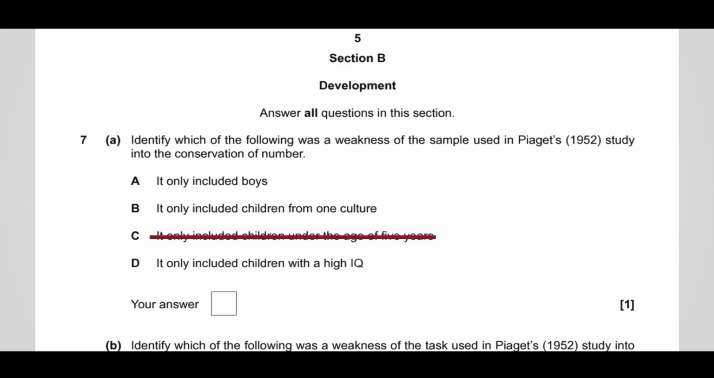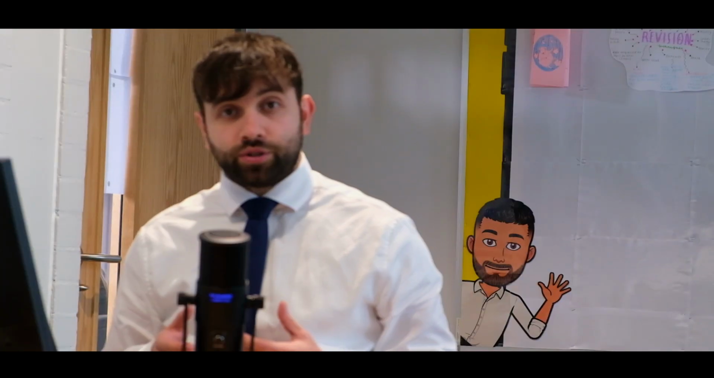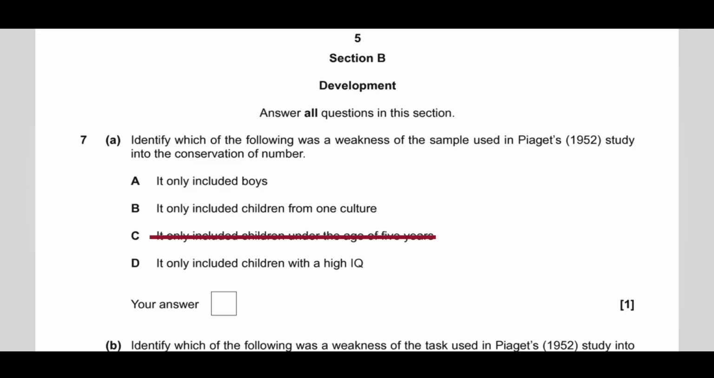It only included children under the age of 5. We know that's definitely not true because, again, the whole point of the study is that we're comparing children in the pre-operational stage versus the concrete operational stage, and that's a variety of ages, so we're definitely not going to have C. That brings it down to either A, B or D if you don't know the answer. The right answer is B. It only included children from one culture. They were all from Switzerland, Geneva to be precise. But if you don't know that, again, crossing out wrong answers that you know are wrong helps you just narrow down the chances of getting it wrong.